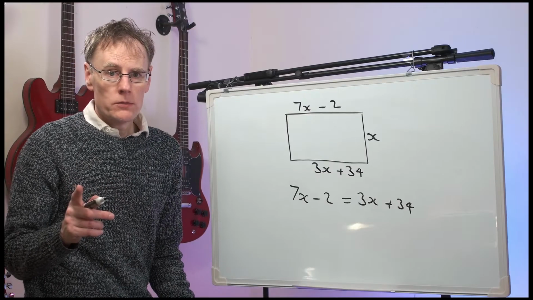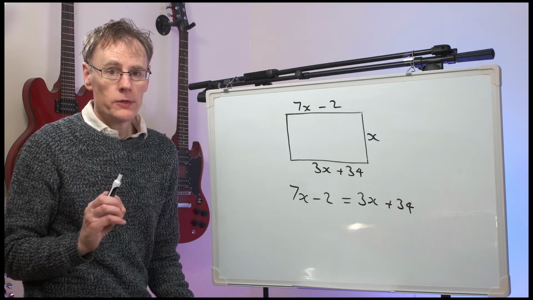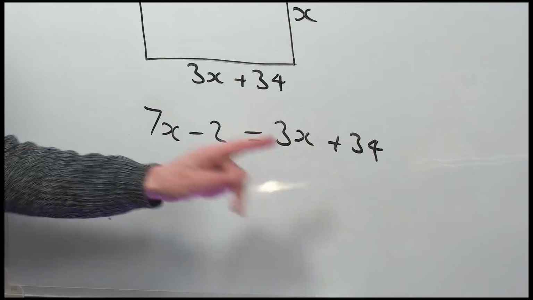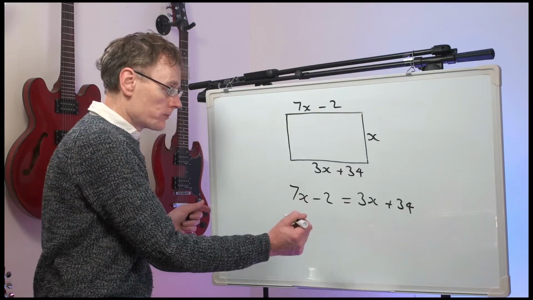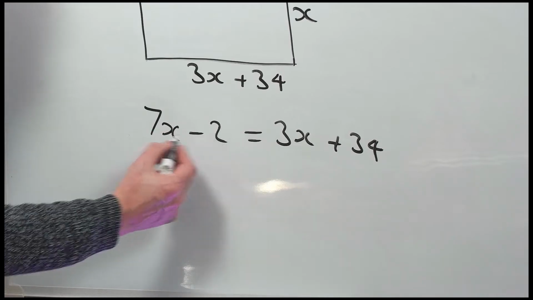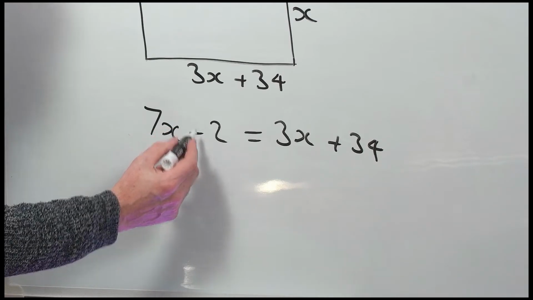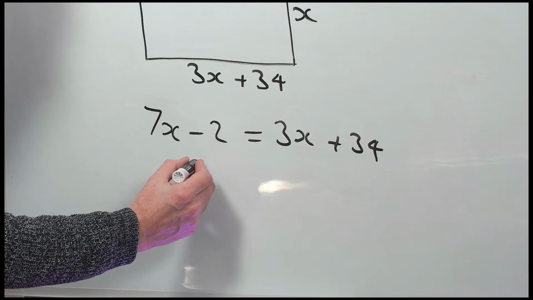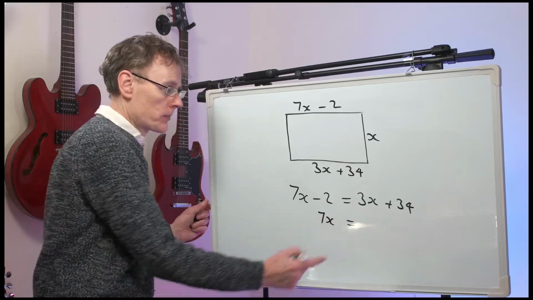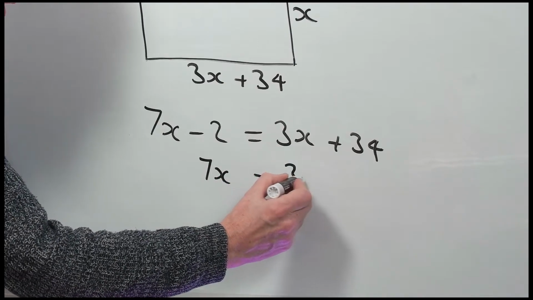To solve an equation, you do the same thing to both sides. We want to end up with x on one side and a number on the other side. So, I'm going to add 2 to both sides. I want to get rid of this minus 2. So we add 2 to this side, it's disappeared. So I'm going to add 2 to that side.